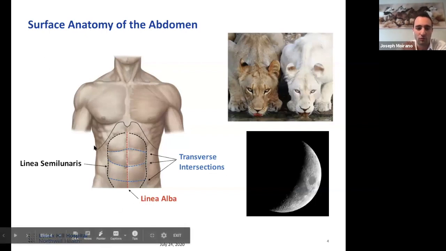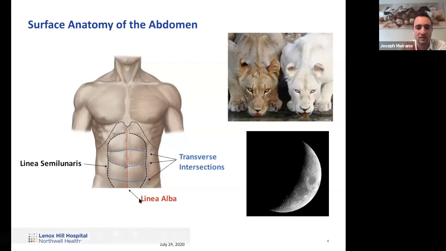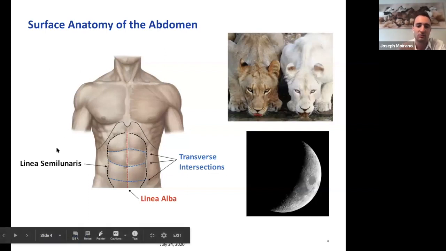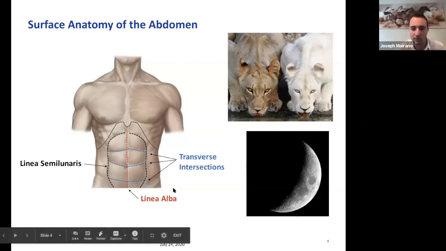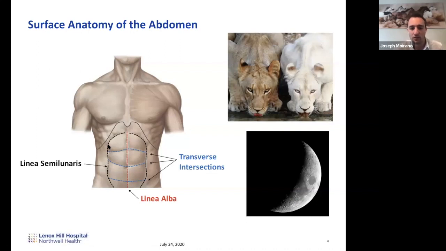So just to go over some of these surface landmarks, we have the linea alba, linea semilunaris, and the transverse intersections. If you think of the names and what they mean, you know that linea means line, and alba, alb means white. So it's that white line that's going down the middle of the abdomen. It's the same idea with linea semilunaris. Semilunaris is half moon, and you can see that this line on the outer region of the abdomen looks like a half moon curving over.